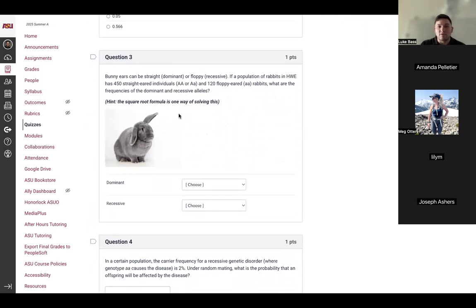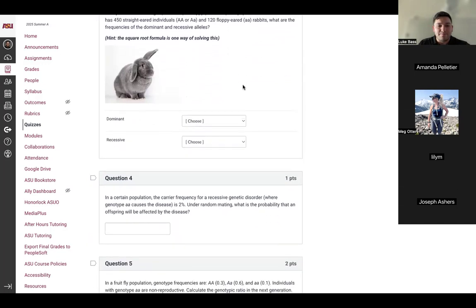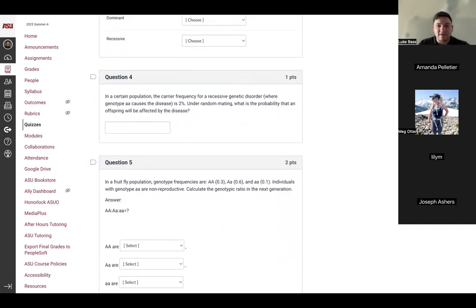And then here's more of an application question for what you've already been looking at. Starting from this question, you have 450 bunnies with a straight-eared phenotype, but you can have two different genotypes. So that's kind of tough to start with. What you're going to want to do is start with the 120 homozygous recessive genotype, because you know that's q squared. Once you start from q squared, you'll be able to find both p and q using the Hardy-Weinberg equations. And then here you're looking at another application question, looking at a recessive genetic disorder.